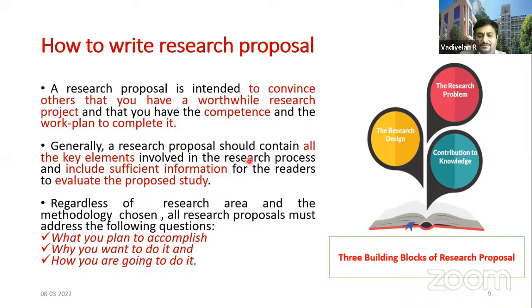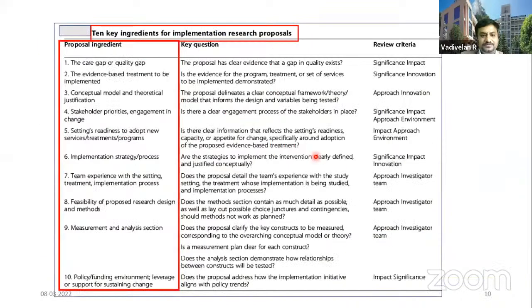So the 3 important building blocks of a research proposal: the first one is the research problem. We should know, as I said in the first slide, the statement, and we have to give the justification. Then how we are going to design the research, and finally the contribution to knowledge. So these 3 are called the 3 building blocks of the research proposal.